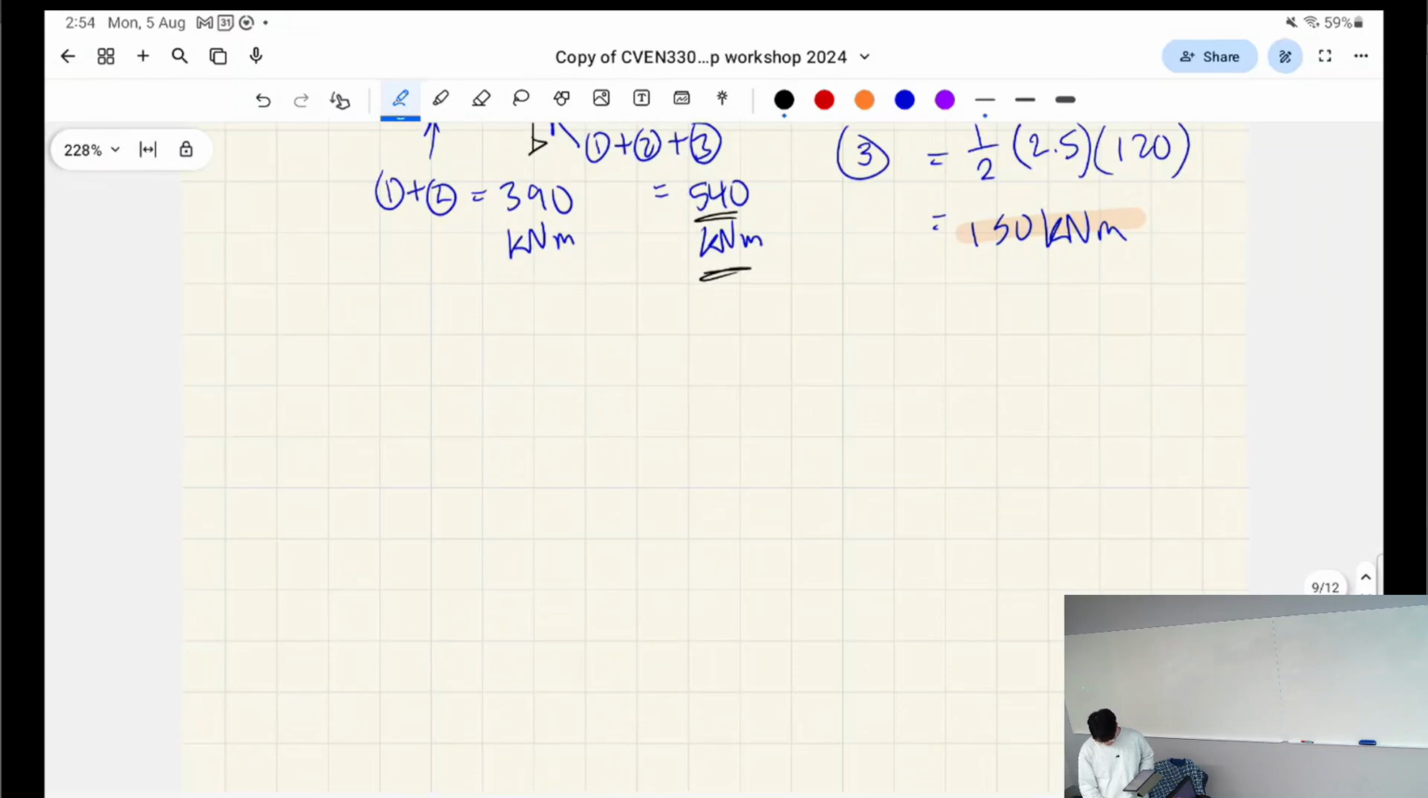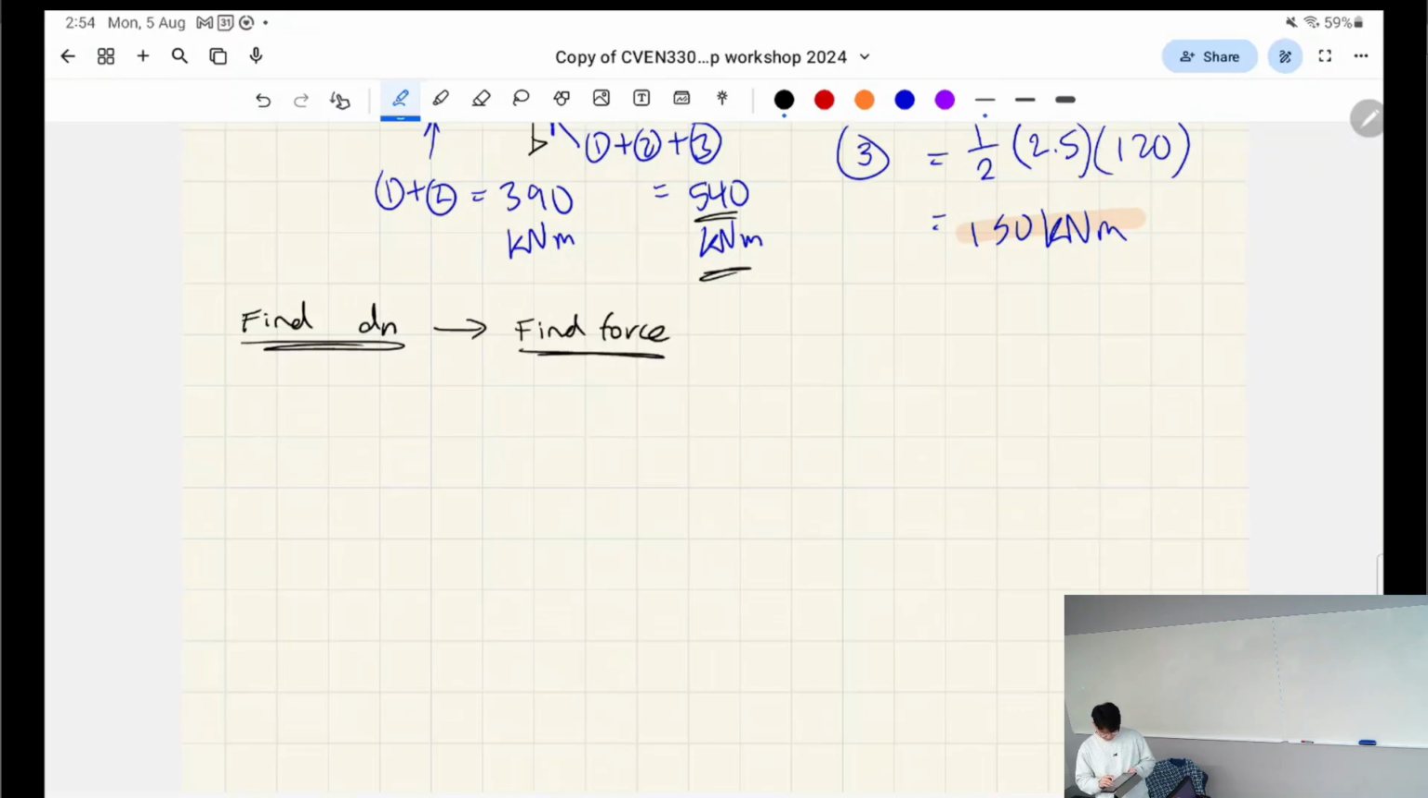Okay, so once we're done with finding the external loads, now we have to work towards finding the ultimate moment capacity, right? So this is the strength of the beam. This is always done in pretty much the same way, right? The first thing we need to do is find the depth to the neutral axis. Okay, how are we going to do this? Well, we have to find the forces. And then we're going to take the force equilibrium.